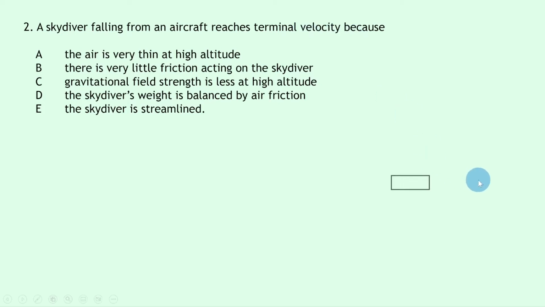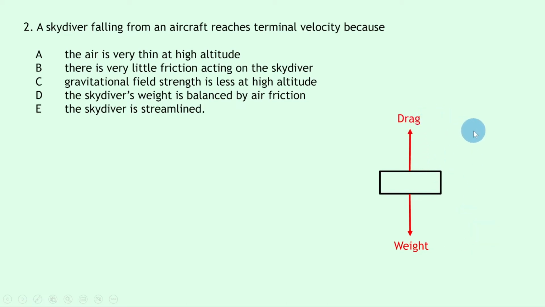So if we do a little sketch here, you can think about this block as being the skydiver, and then they're going to have their weight, W, acting downwards, and they're also going to have a force upwards balancing this weight downwards when they've reached that terminal velocity, and this upwards force is going to be drag or air resistance. So when these vertical forces become balanced, the skydiver will reach this constant velocity or terminal velocity, and therefore we can say the answer is D. The skydiver's weight is balanced by air friction, where air friction is just another phrase for drag or air resistance.